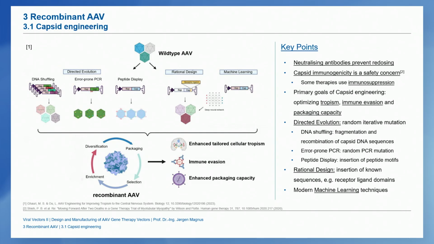So we have all these different technologies. You have directed evolution, which is based on random mutations and iterations, where you can use DNA shuffling or error-prone PCR, peptide display, and also other different types of molecular biology to generate different variants and then screen them. Rational design, if you have a clear idea of the sequence that you would like to target, you can also do targeted genetic mutations to the cap genes.